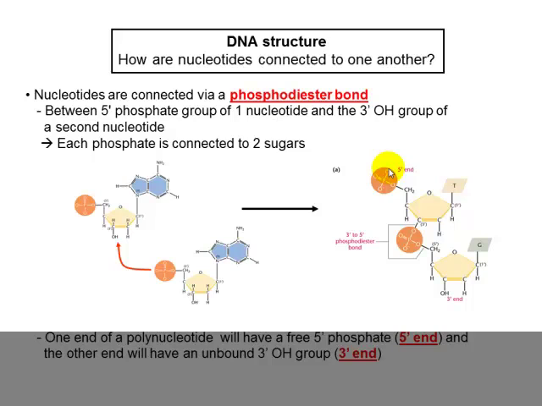So imagine this whole molecule, this whole chain of phosphodiesters. Then if you look at the very end, one of the ends is going to have a free phosphate, and all the way on the other end, you're going to have a free OH group on the 3' carbon.